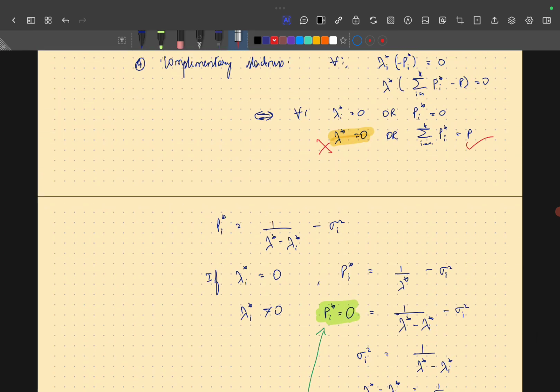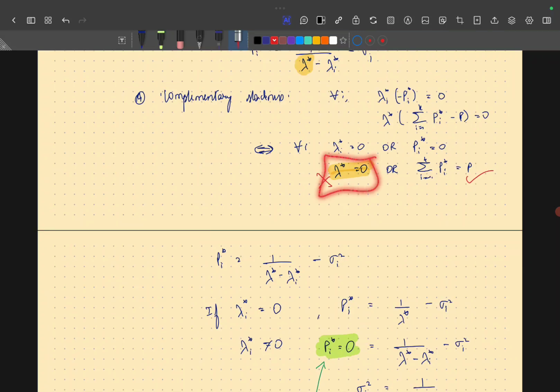All right, so we handled one of those. So now we know that lambda star is not equal to 0, which eliminated one variable.